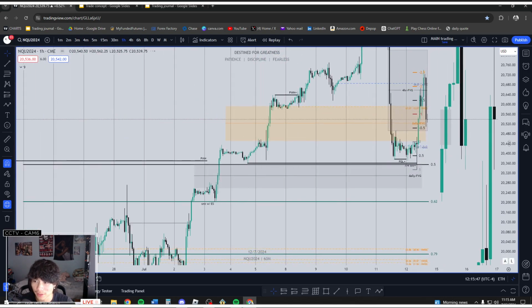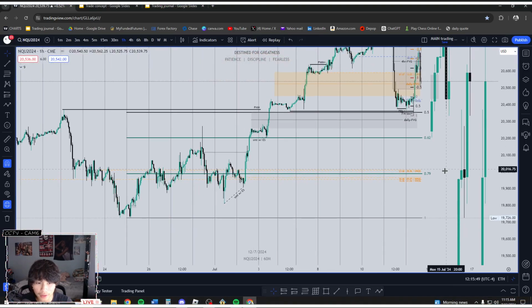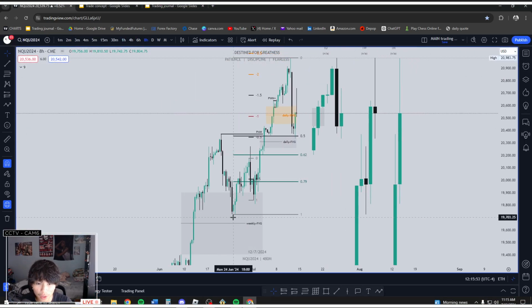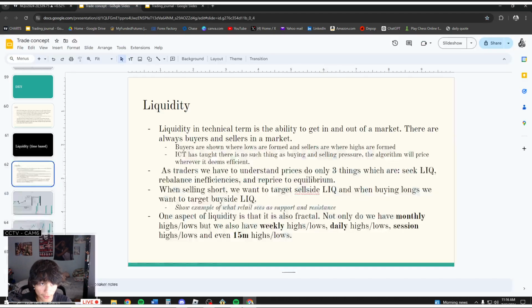What I mean by a certain dealing range is something like this: this swing low right here to swing high. Take that and get equilibrium and look at how we react to the discount of this dealing range. So I'm getting kind of off topic here, but yeah.